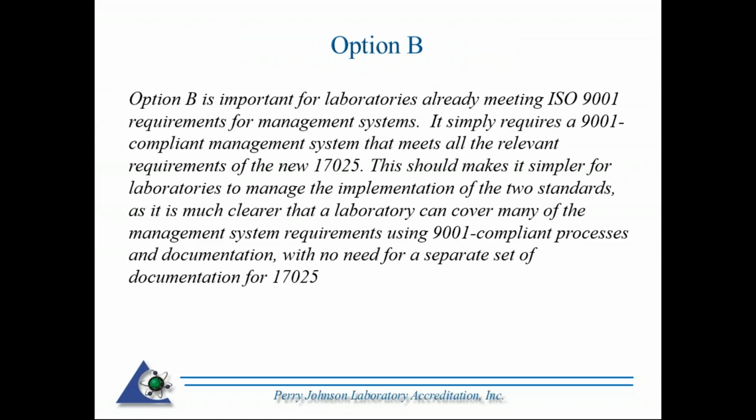Option B is important, of course, for laboratories already meeting ISO 9001 requirements for the management system. It simply requires a 9001 compliant management system that meets all the relevant requirements of the new 17025. This should make it simpler for laboratories to manage the implementation of two standards, and it is much clearer that a laboratory can cover many of the management system requirements using 9001 compliant processes and documentation with no need for a separate set of documentation for 17025.